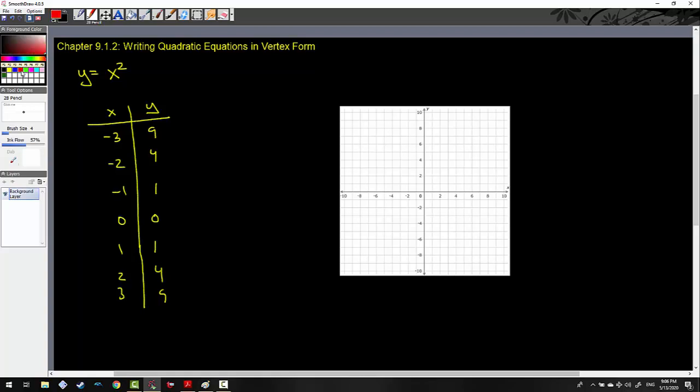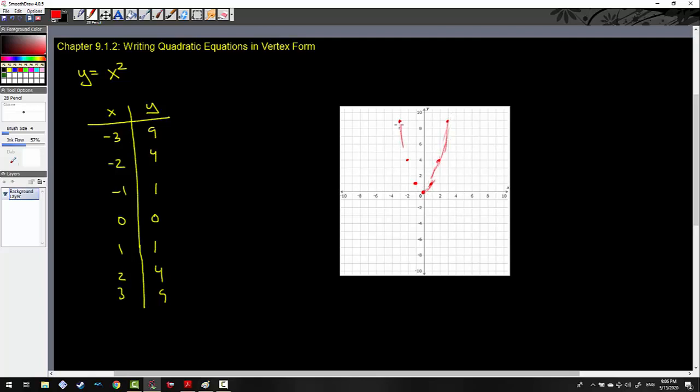I'm going to go ahead and graph this parabola on this coordinate plane here: 0, 0, 1, negative 1, and 1. 2 got me to 4, negative 2 also got me to 4. 3 got me up to 9, which is about right here, which means negative 3 will also get me to 9 as well.